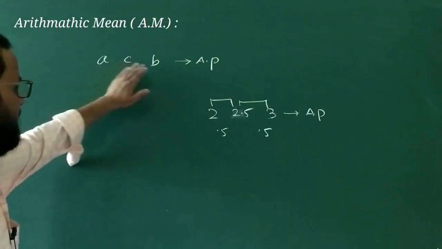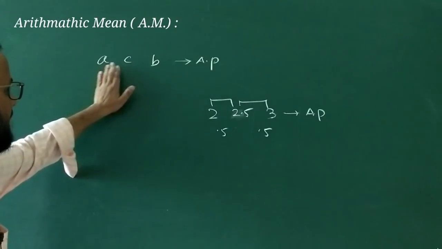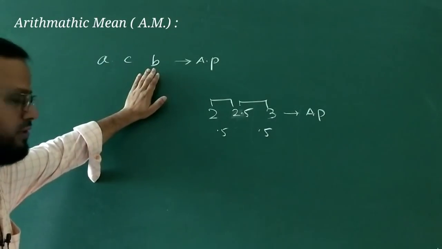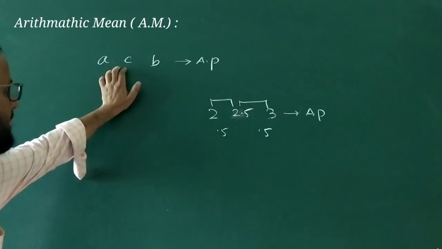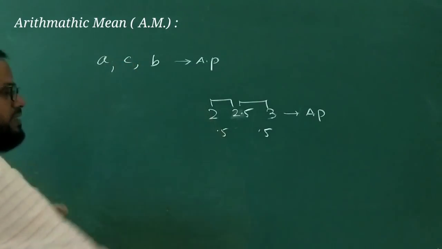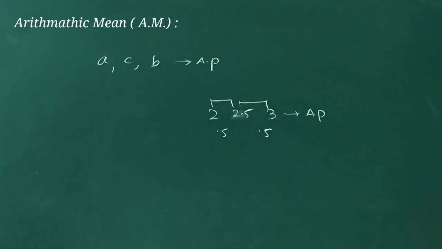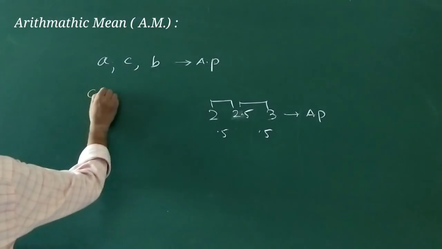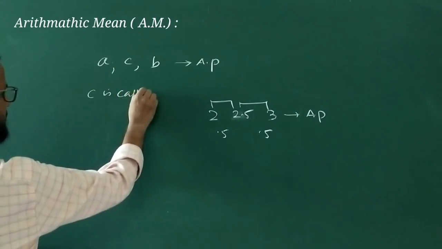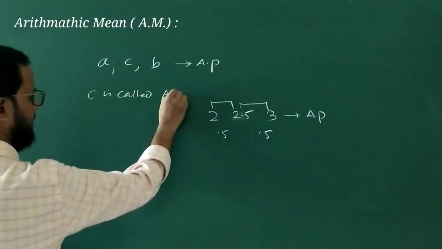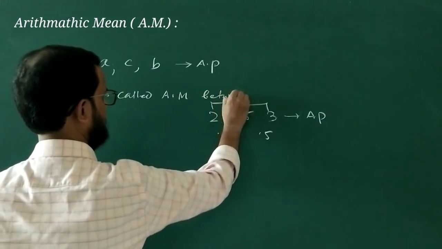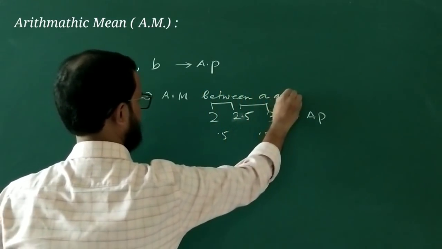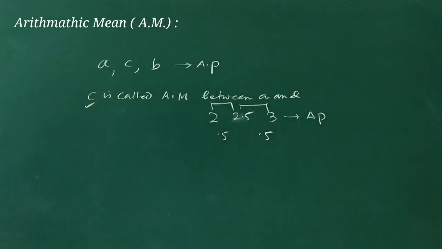So here A and B are any two numbers. If we insert a particular number C between A and B such that A, C, B becomes an AP, then we can say that C is called the AM, arithmetic mean between A and B. This C is called the arithmetic mean between A and B. And how to get C?